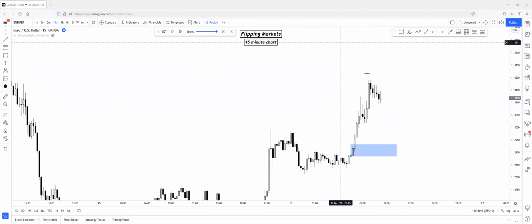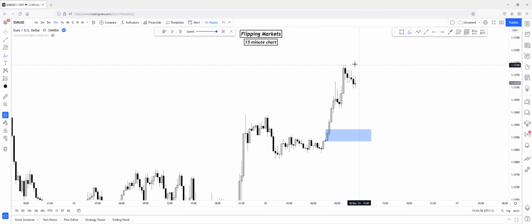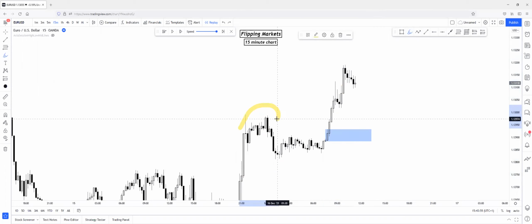Okay, let's see a live example for a change of character. As you can see in this region, price is moving in an uptrend, creating highs, lows, highs, potential lows, potential highs. So the expected order flow is bullish. This is the 15-minute chart. As you can see, this was our last structural high point. This was the last structural low point.